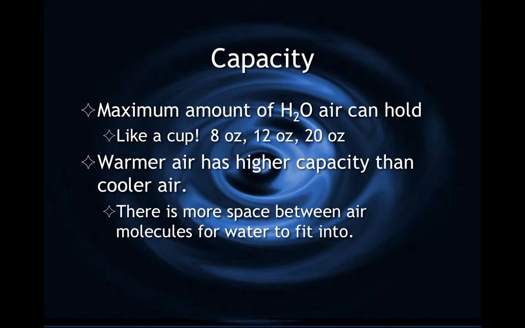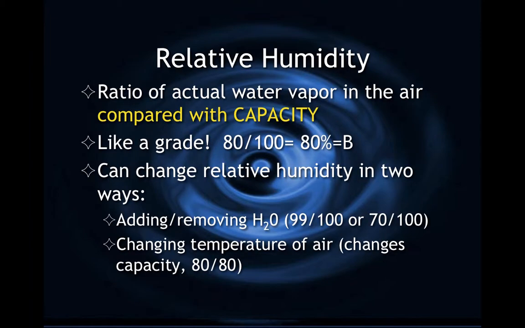But the thing is with capacity, warmer air is a higher capacity. If you think back to what's happening to those molecules in something that's warm, they're moving faster and they're spreading out more. So there's more space between the molecules for water to fit into. And so warmer air has a higher capacity because there's more space between the molecules. So that's that image on the left-hand side of page 2 of your notes there. Likewise, colder air means there's lower capacity because there's less space.